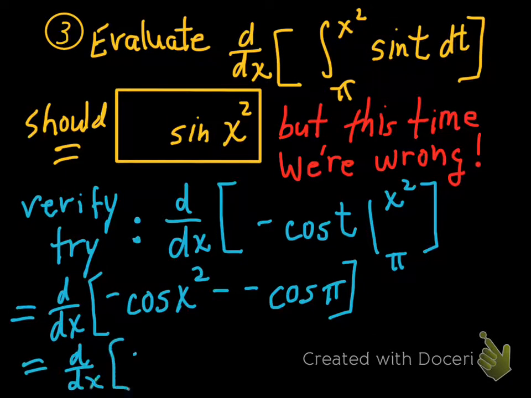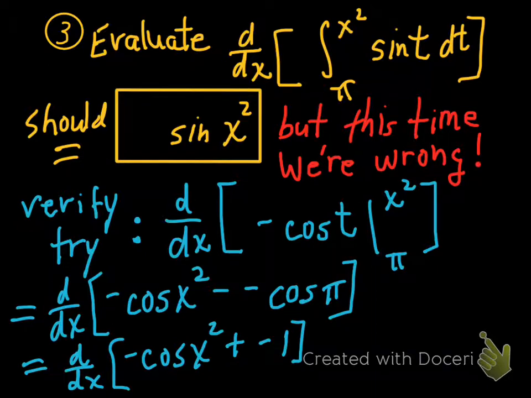Our next line of work. Still working and simplifying inside the parentheses. Subtracting a negative is the same as adding. And on the unit circle, if you contemplate the cosine of pi, the cosine of pi kicks out an output of -1. Okay, so at this point in the problem, we're going to differentiate negative cosine x squared. Then we're going to differentiate -1. You already know that the derivative of -1 is going to be 0.